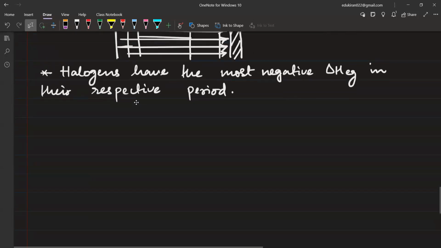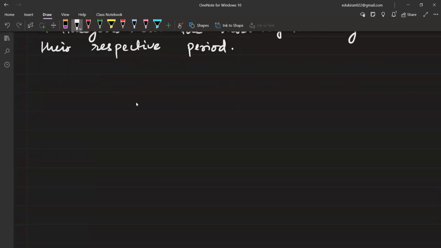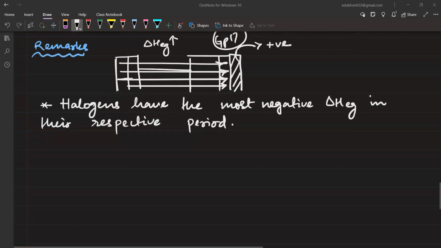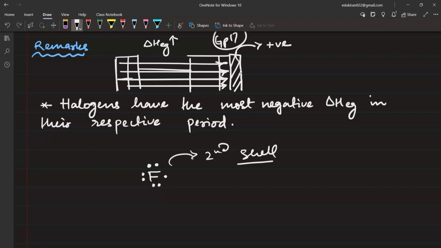Let us talk about fluorine. Fluorine has 7 valence shell electrons: 1, 2, 3, 4, 5, 6, and 7. And where are these 7 electrons? These are in the second shell.